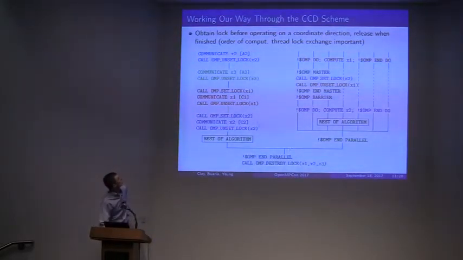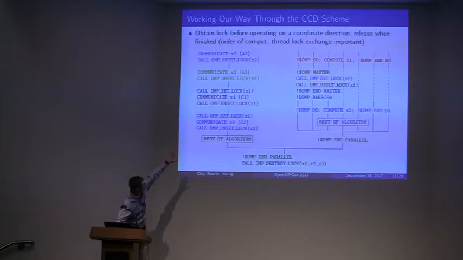So what you would do is, the X2 and X3 locks were already set. So communication for X2 and then release the lock. Communication for X3 and then release the lock. Meanwhile, computation is going on for the X1 coordinate direction. And then we need to be careful about the order of the lock exchange here to avoid any kind of race conditions on the locks.